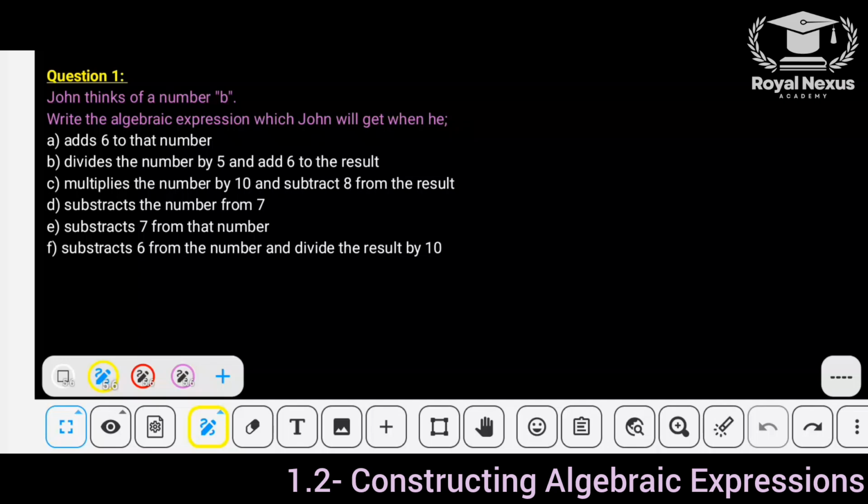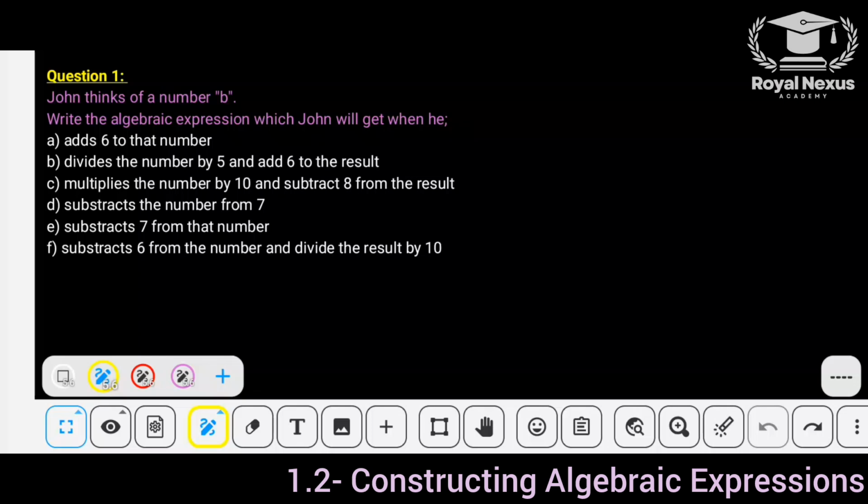In the last video we covered algebraic substitution, and now in this video we'll be covering how to form algebraic expressions. So basically in the previous video we discussed algebraic substitution, where the algebraic expression was given to us and we just needed to substitute the value of the variable in it to get the answer. But now in this video we'll move one step ahead and discuss how to construct algebraic expressions.